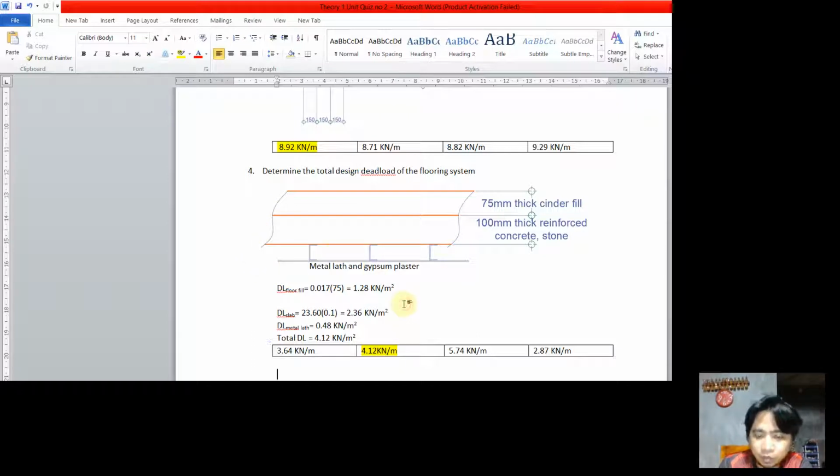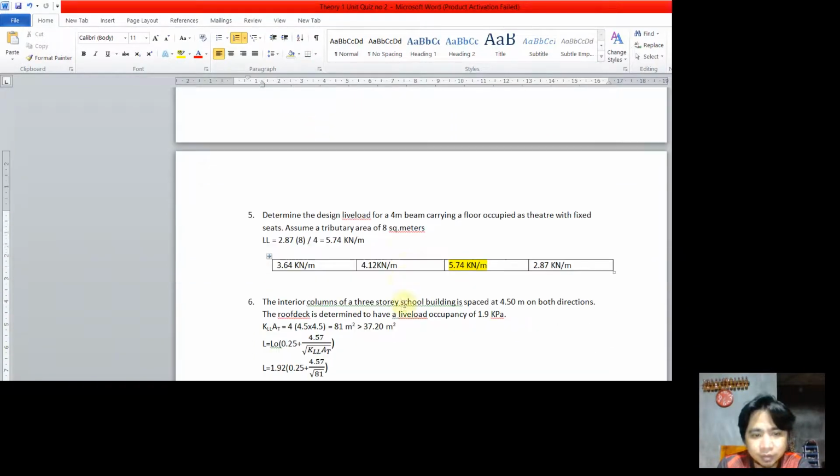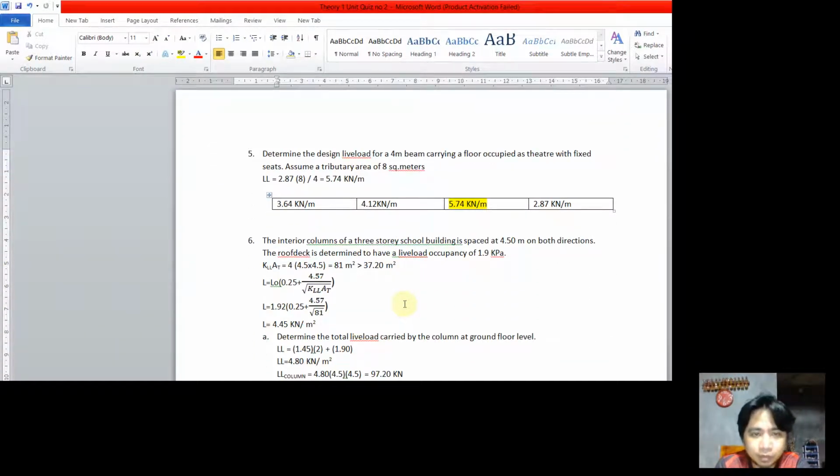So moving on to the next problem, number 5. So this time we are concerned with the live load for a 4-meter beam carrying a floor occupied as a theater with fixed seats. Assume a tributary area of 8 square meters. So number 1, we are going to determine what is the value of the live load when it is being used as a theater with fixed seats.